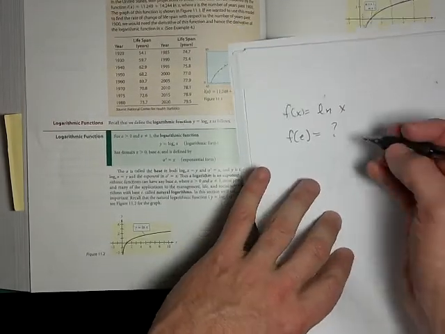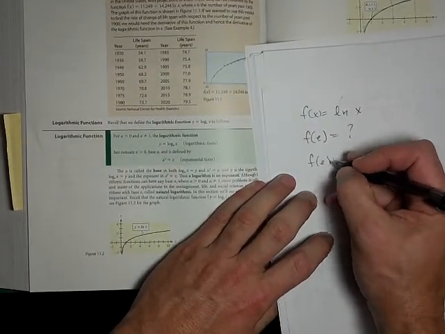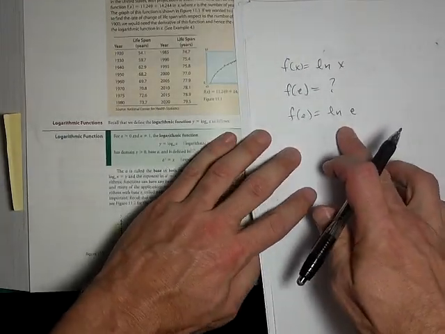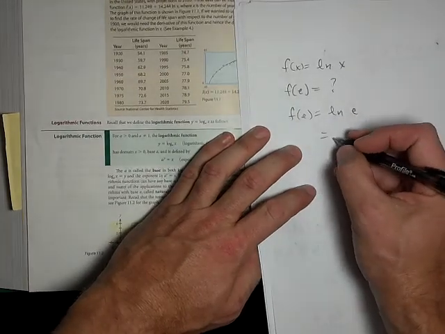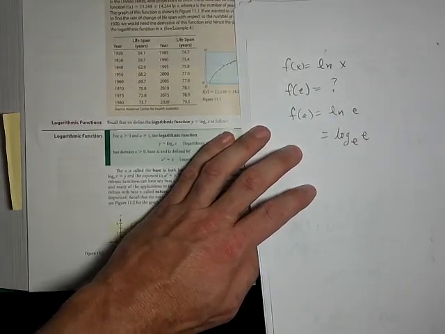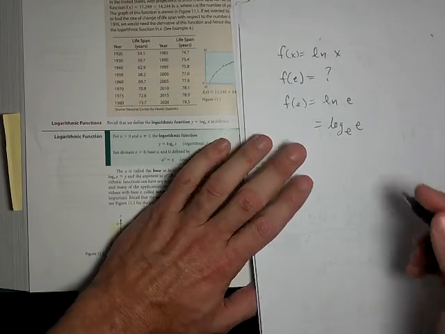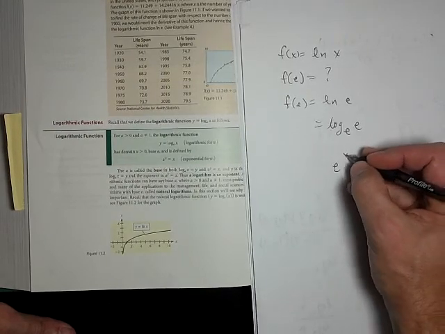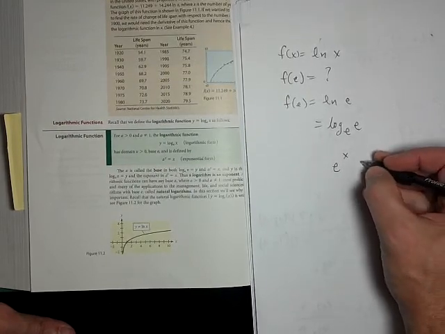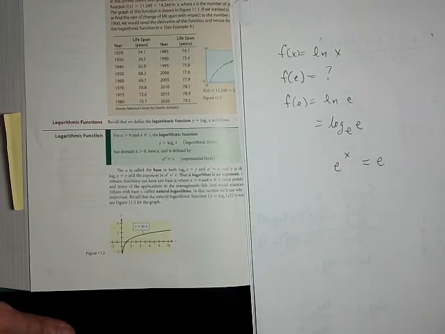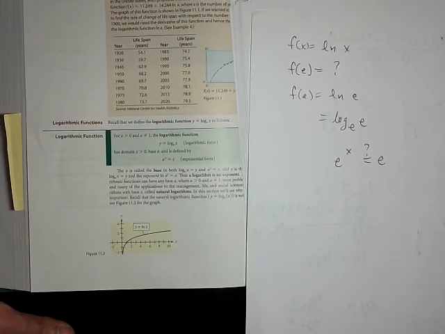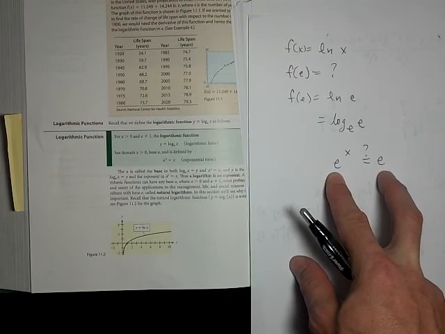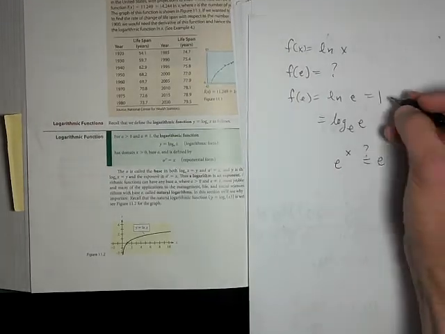Well, here's how you do it. f of e is equal to the natural log of e. But remember, natural log means log base e of e. So what this asks is, what number do you have to raise e to in order to get e? This is the question. What is x under these circumstances? e to what power equals e? Well, obviously 1, right? Which means the natural log of e better be 1.